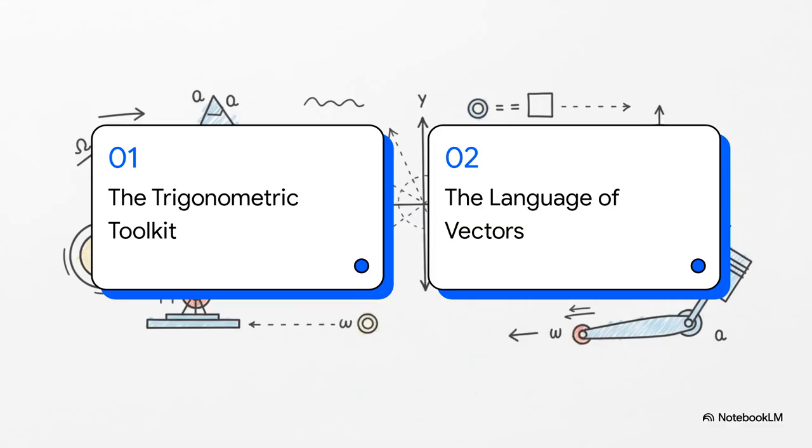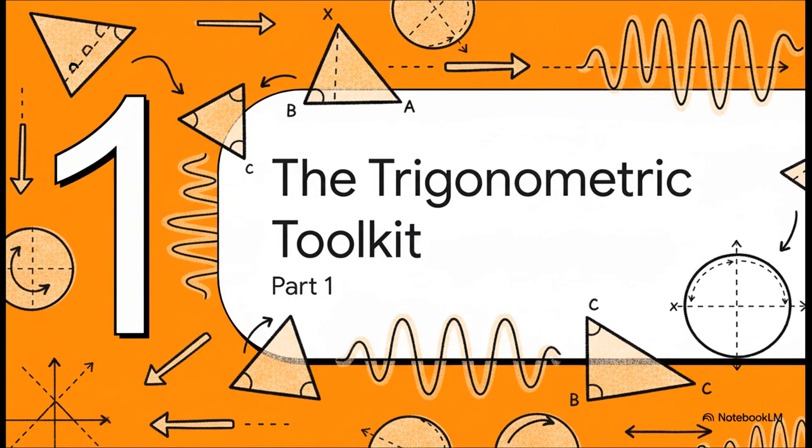To really get a handle on the vector loop method, we're going to build our skills in two parts. First, we'll dive into our trigonometric toolkit. This is where we'll find the real power tools of math, some key identities for simplifying equations, the good old quadratic formula, and a secret weapon called the tan2 function for getting angles just right. Then, we'll get fluent in the language of vectors, which is how we'll describe and work with the physical parts of our mechanisms. All right, let's get right to it.